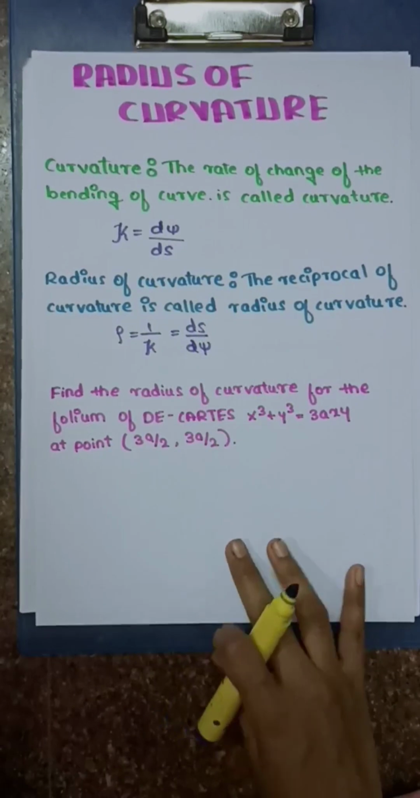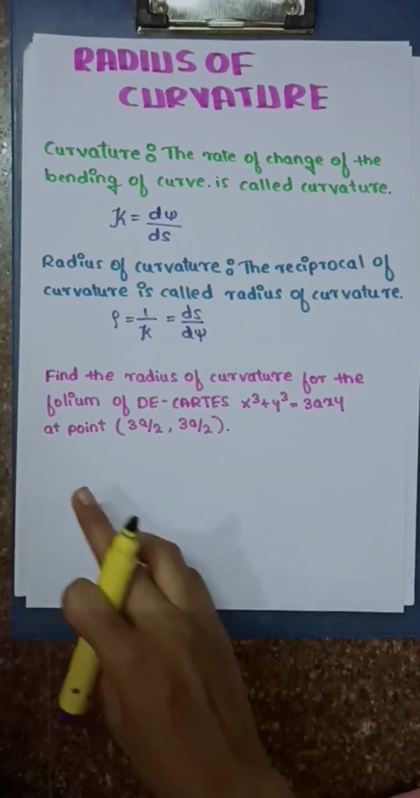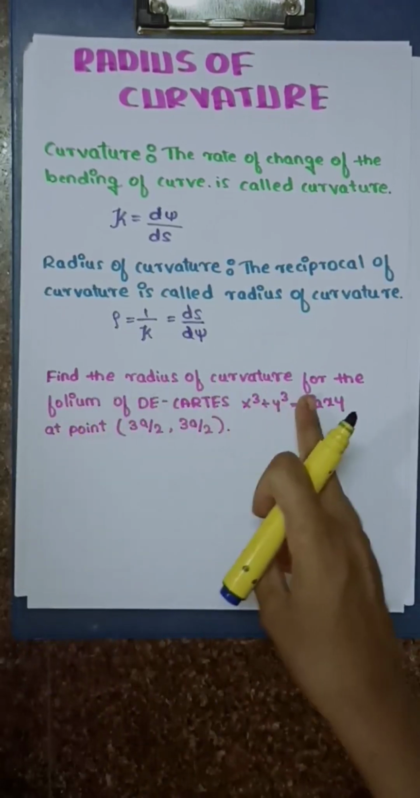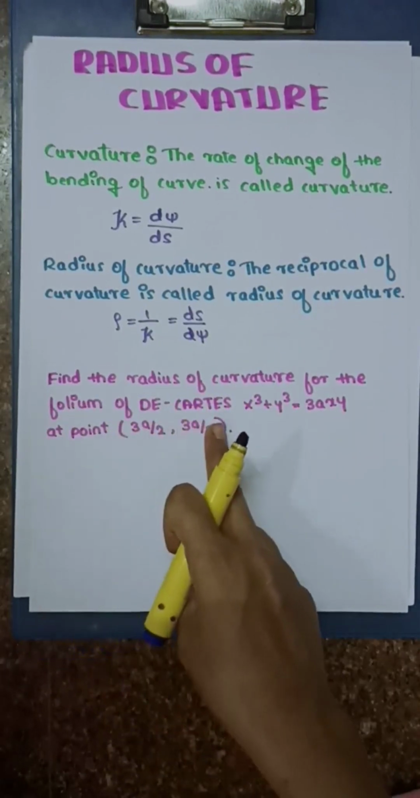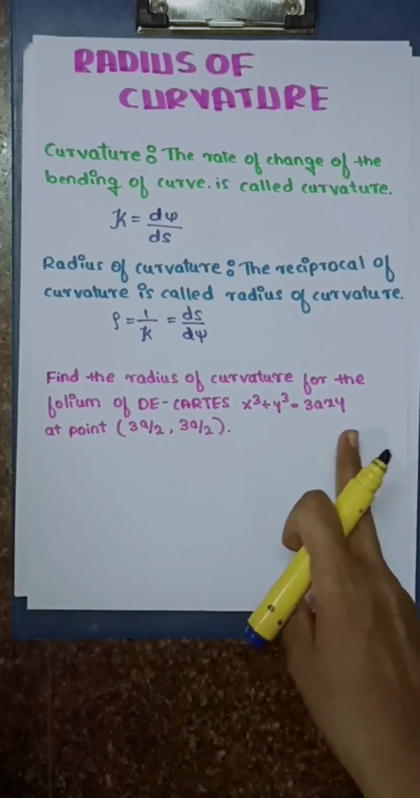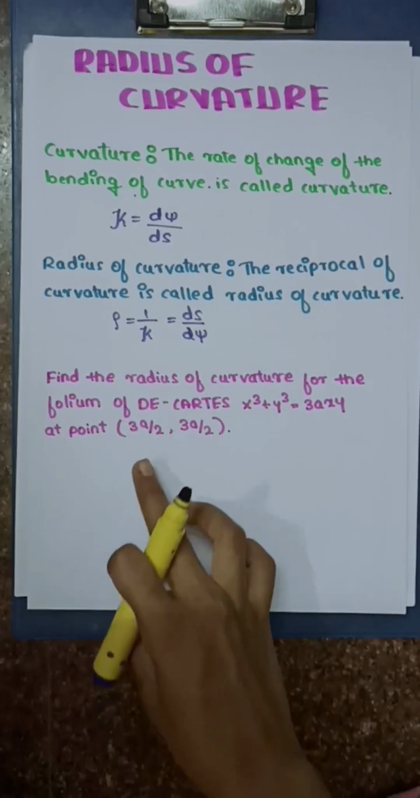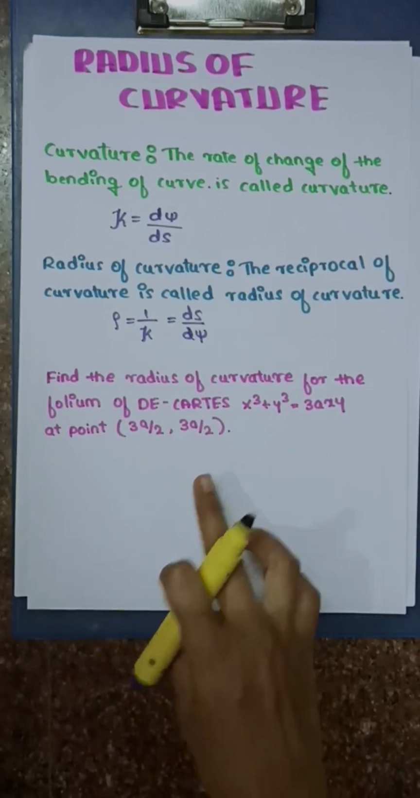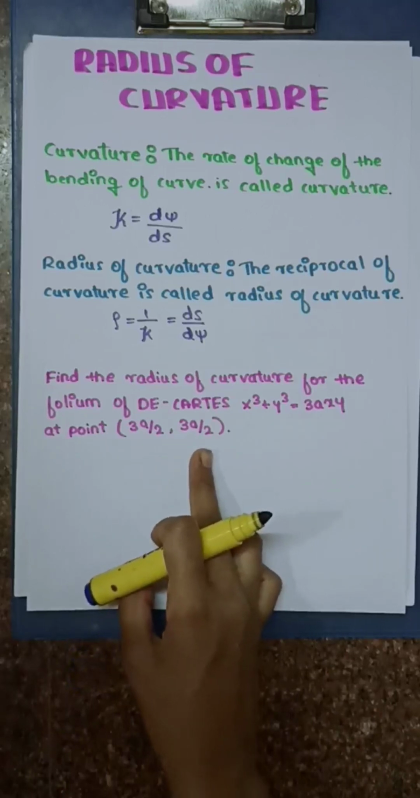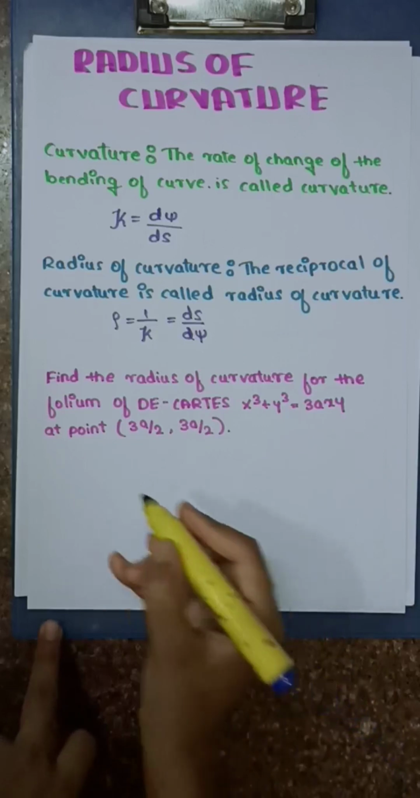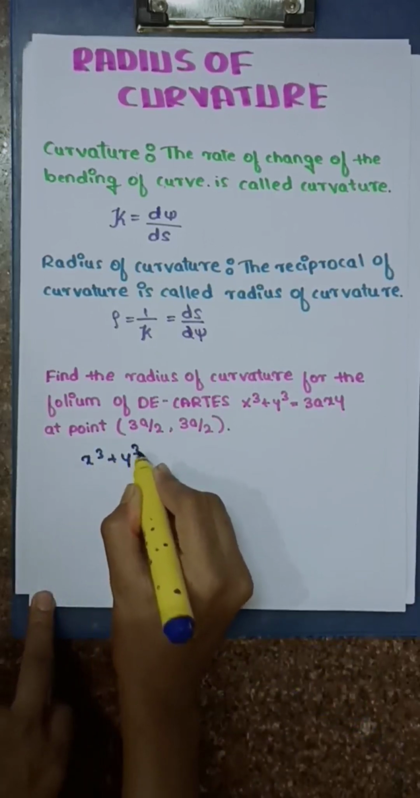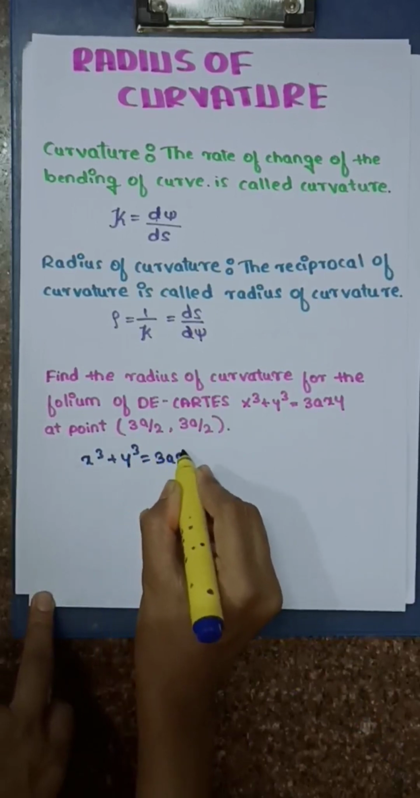So, now let us solve the problem based on radius of curvature. The question is, find the radius of curvature for the folium of Descartes, x cube plus y cube equals 3axy, at the point 3a by 2 comma 3a by 2. Here x is 3a by 2 and y is 3a by 2. So first we'll write the given equation: x cube plus y cube equals 3axy.